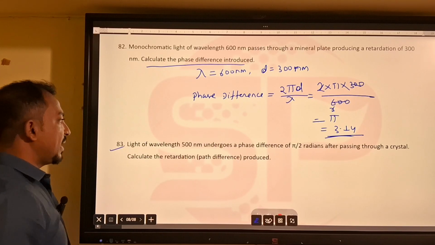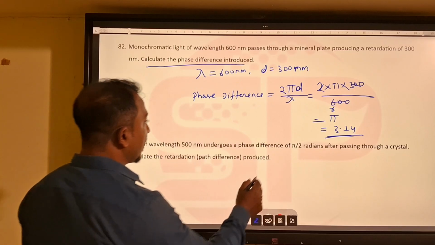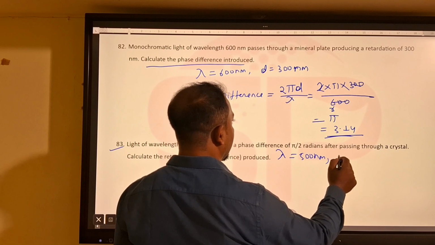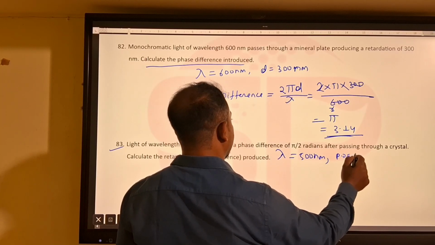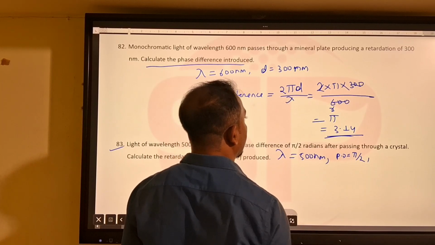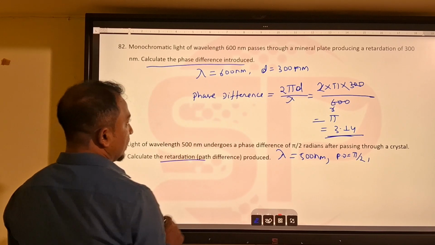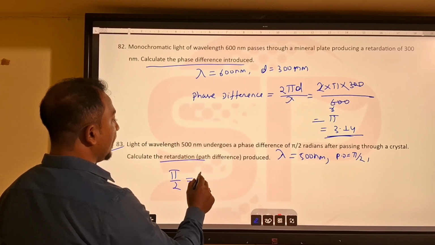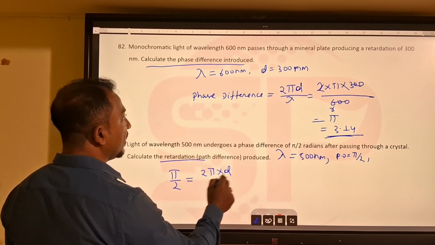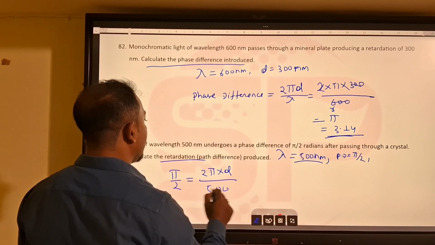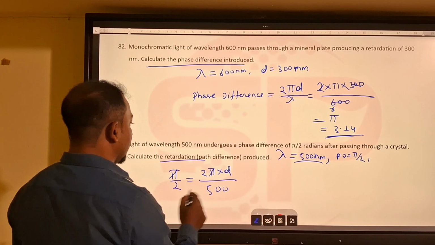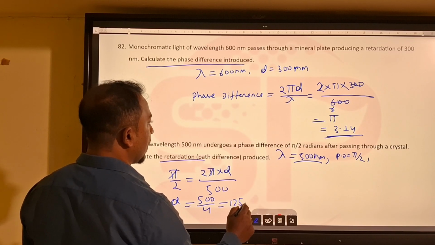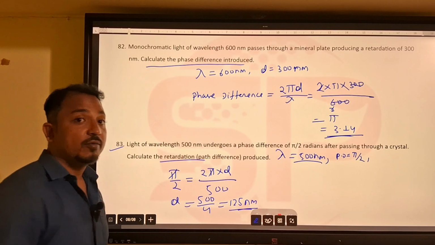Let's come to the second question, same type. Light of wavelength 500 nm, so lambda is given 500 nm. Phase difference is given as pi by 2. So we have to calculate the retardation. So phase difference pi by 2 equal to 2 into pi into d, which we have to calculate, divided by lambda, which is given 500. The pi will cancel, then d will be 500 divided by 4, it will be 125 nm.